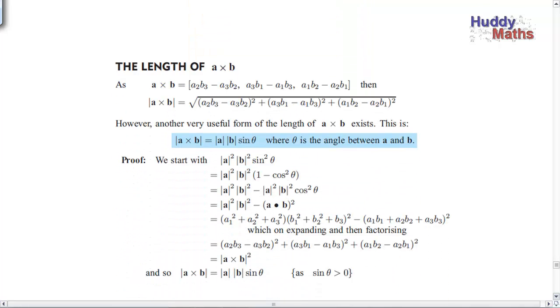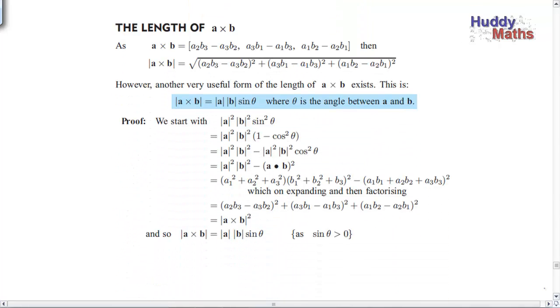And here, before we do that, let's look at the length of A cross B. So there are the funny components that we've been using determinants to get. The length of it, therefore, is the square root of all that. But there's actually another geometric approach to this, and that is A cross B. The length of it is length of A, length of B, sine theta. Let's prove that.